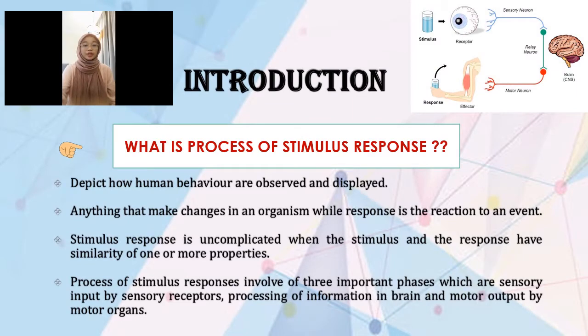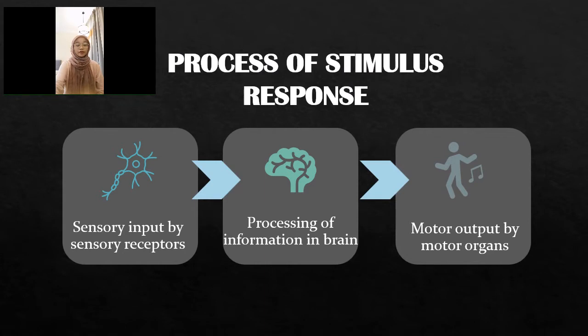First and foremost, what is the process of stimulus response? It depicts how human behavior is observed and displayed. Stimulus is anything that causes a change in an organism, whereas response is the reaction to an event. Stimulus response is uncomplicated when the stimulus and the response have similarity of one or more properties. The process of stimulus response involves three important phases, which are sensory input by sensory receptors, processing information in the brain, and motor output by motor organs.